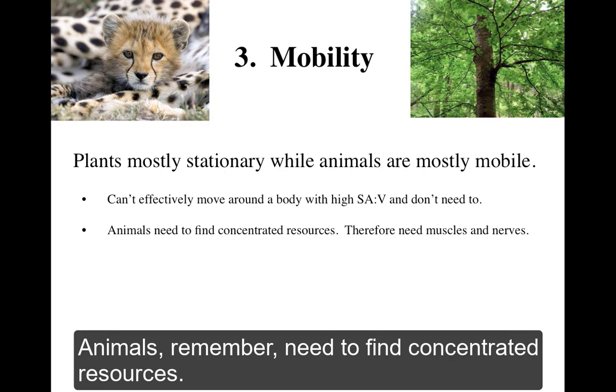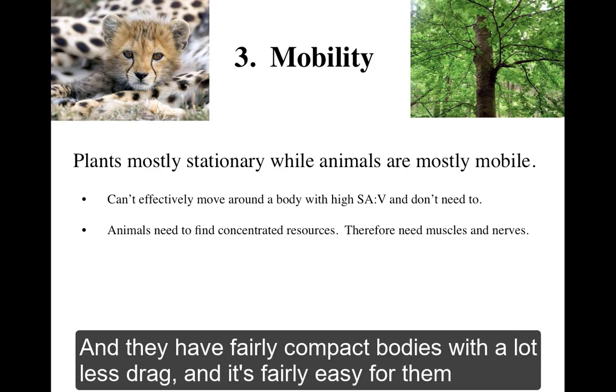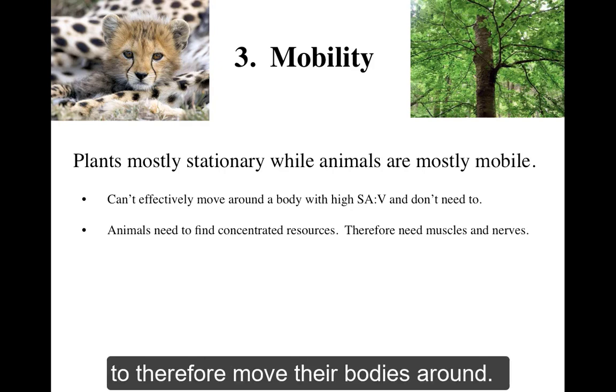Animals, remember, need to find concentrated resources. They therefore have evolved things like muscles and nerves, and they have fairly compact bodies with a lot less drag, and it's fairly easy for them to therefore move their bodies around.